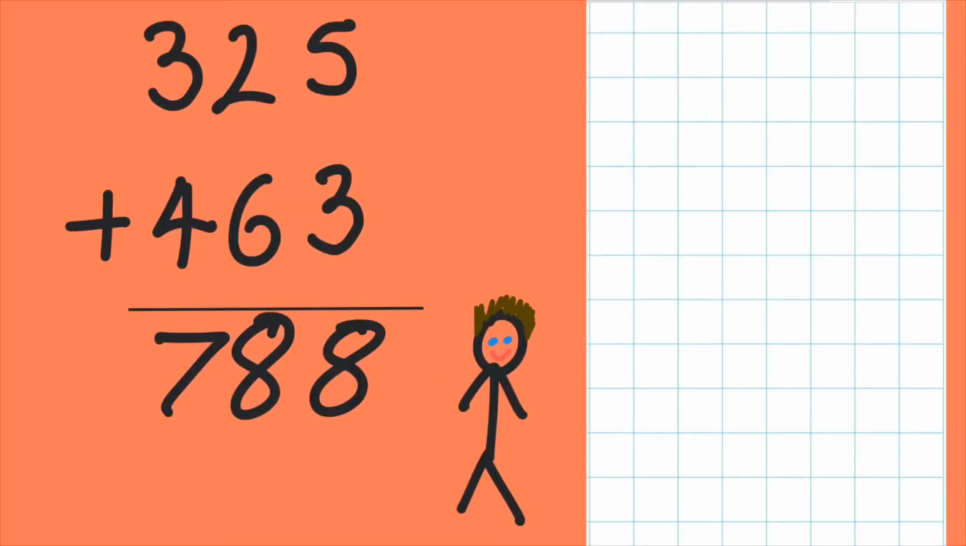This is Steve. He's worked out this addition but he's not sure that he's got it right, so he's going to use the inverse to check. So Steve's going to do a subtraction because that's the inverse of addition. He's taken the numbers 788 and he's going to subtract 463. If Steve's got it right, it will give him 325. Let's check. 8 minus 3 is 5, 8 minus 6 is 2, 7 minus 4 is 3. Steve got it right. 325 is 325.